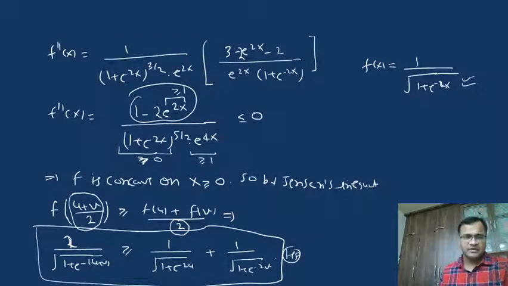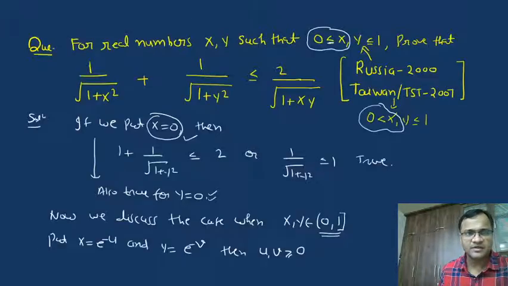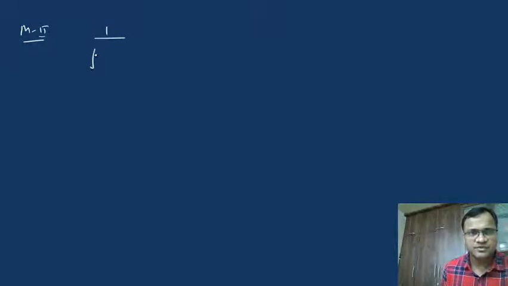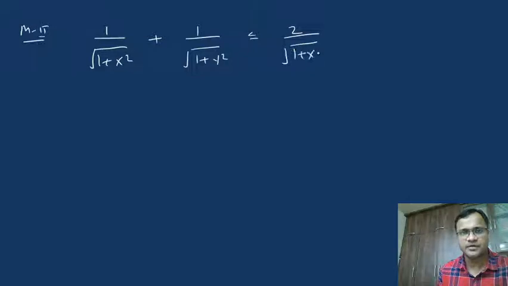Okay, now I am going to solve this inequality by another method. Method 2. In this problem, we have to show this inequality: 1 upon root under 1 plus x square plus 1 upon root under 1 plus y square is less than or equal to 2 upon root under 1 plus xy.